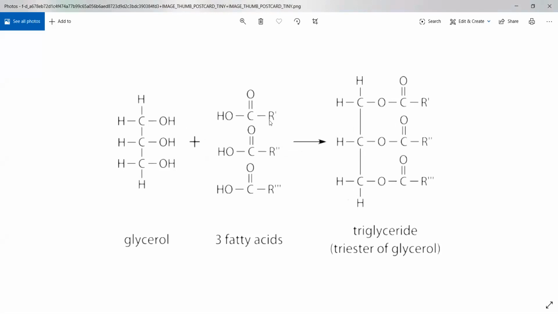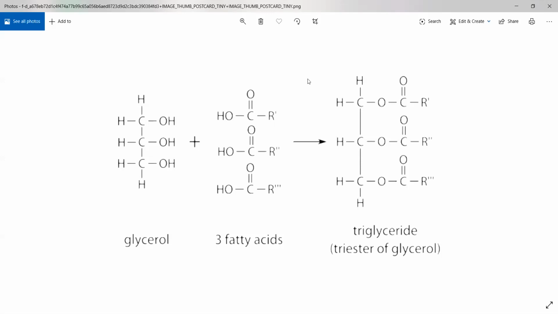When you mix glycerol and three fatty acids, you will get a triglyceride molecule. A triglyceride molecule is one of the simplest forms of fat, so that will come under simple fats. You also have waxes. Waxes are those which are esterified with alcohols other than glycerol.